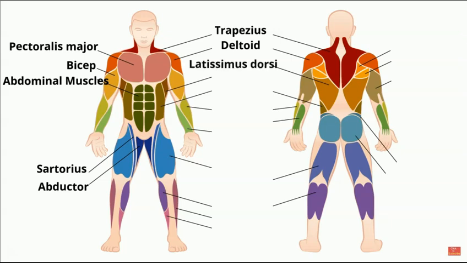The latissimus dorsi is the largest muscle in the upper body. It's responsible for the extension, abduction, and rotation of the shoulder. This muscle helps you do pull-ups at the gym.